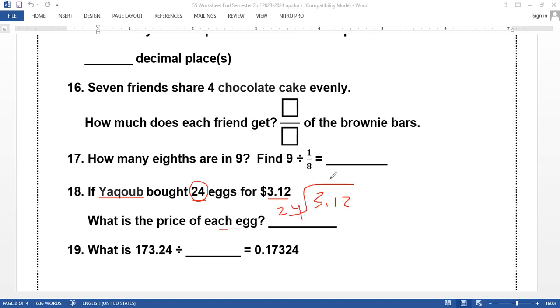So the first step, I put the point up. Now I divide 3 by 24. We cannot put 0. Now the point is up, so I ignore it. 31 divided by 24 is 1. 1 multiplied by 24 is 24. Now I subtract. Mentally, 31 minus 24 equals 7. I bring the 2 down. 72 divided by 24 equals 3. 3 multiplied by 24 equals 72. So I subtract, 0. So the answer is 0.13.